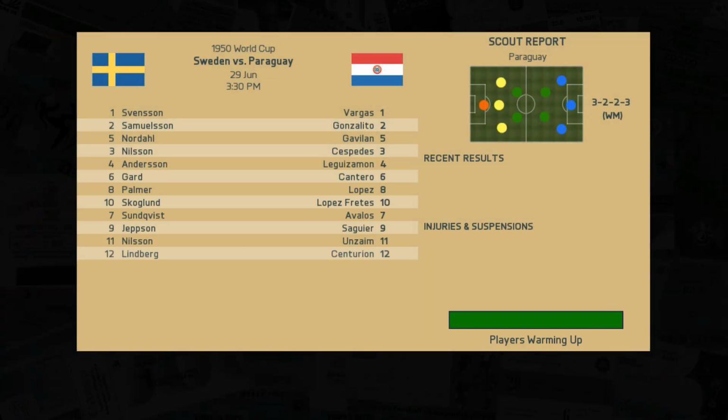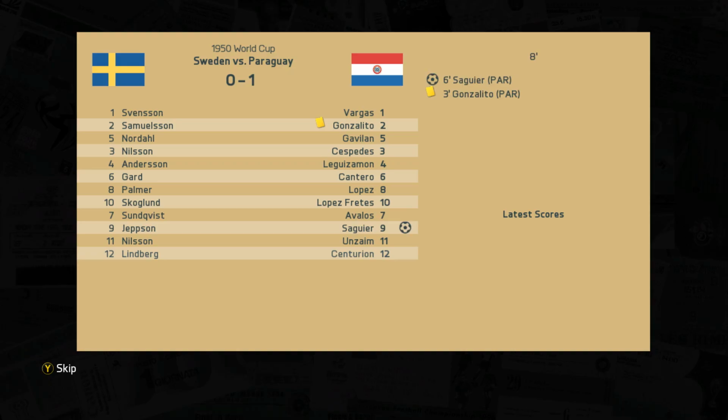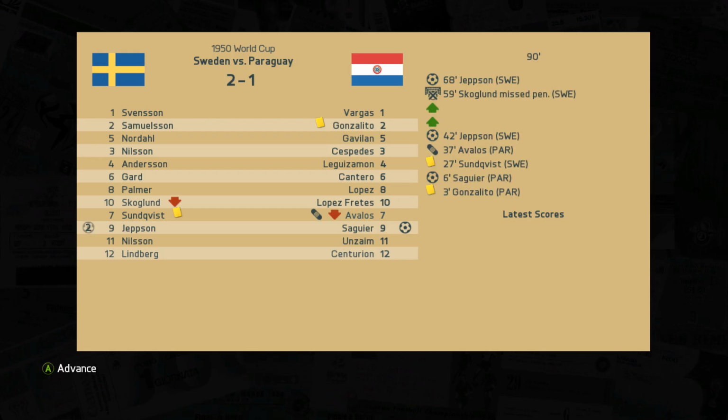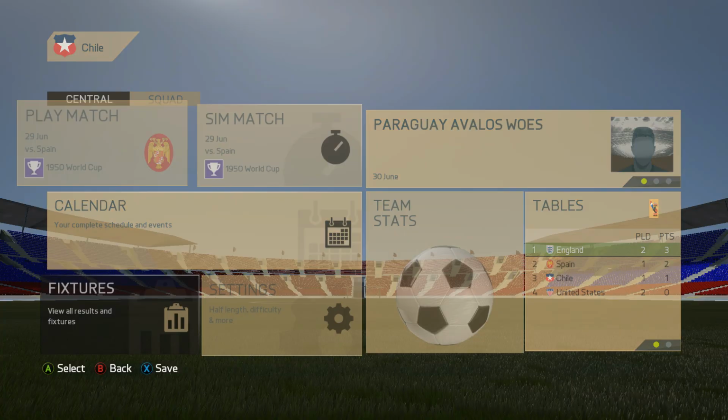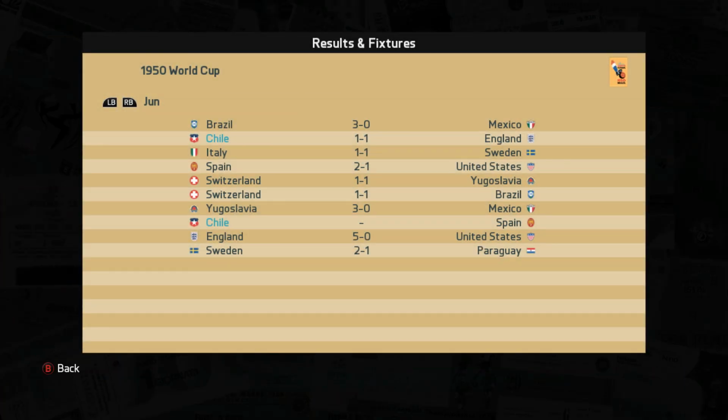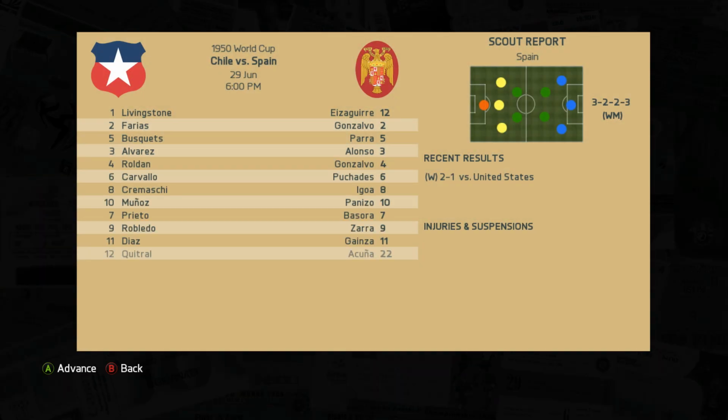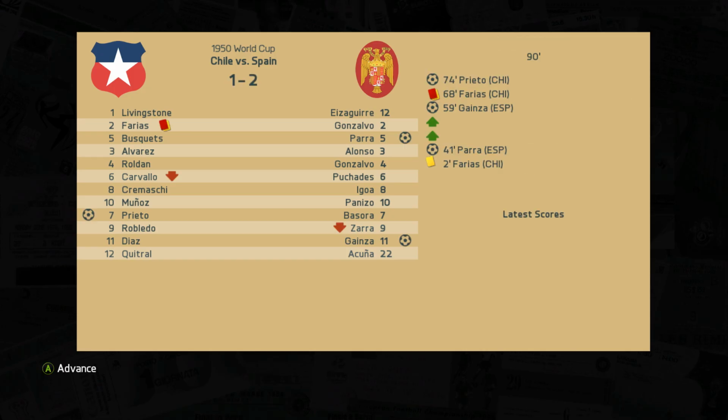It's Sweden against Paraguay. Finish 0-0. Oh, sorry. I didn't skip to the result. 2-1 to Sweden. Sweden had a missed penalty as well in the 59th minute. There's one more fixture to play in June that year. Chile against Spain. 2-1 to Spain. Chile player sent off, red carded.